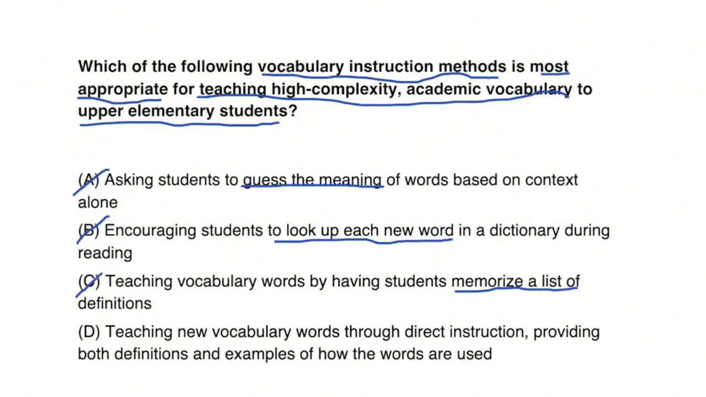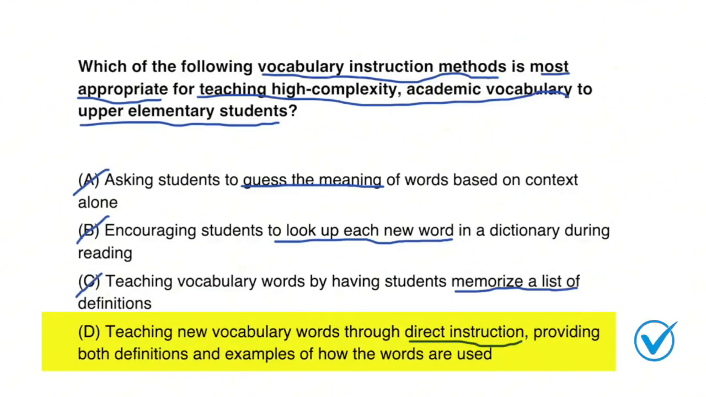Now, these are things that teachers would do because it says vocabulary instruction method. What would you do if you were standing in front of the classroom with children to learn high complexity academic vocabulary in upper elementary classrooms? So you would definitely want to do what the science of reading says. You want to provide direct instruction. Direct instruction is the same as explicit teaching. So that's one of the reasons why we would definitely want to hit D.